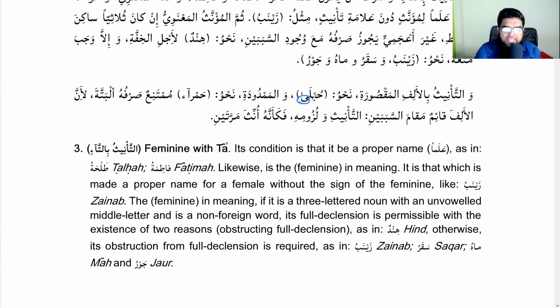Hubla. Now you might say, Hubla is not a name, because for feminine you said it should be a name. But for Hubla, this alif maqsura is like a strong reason. It's as if it's taking the place of two reasons. And Hamra'u is also like two reasons. So even if this alif maqsura comes, that's it. You need to make it ghayru munsarif. It's a strong reason, right?